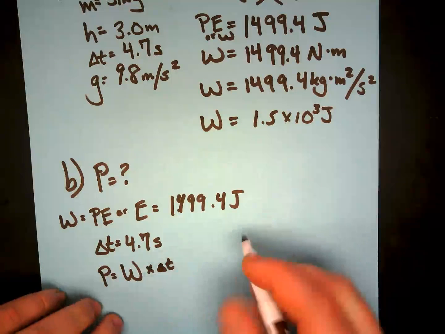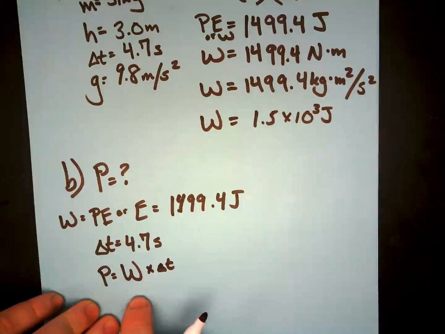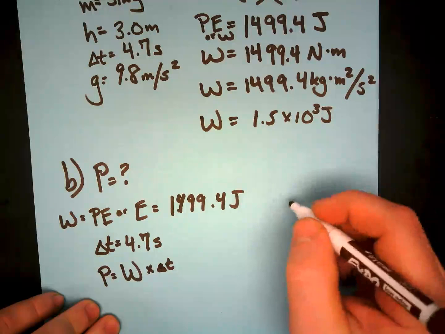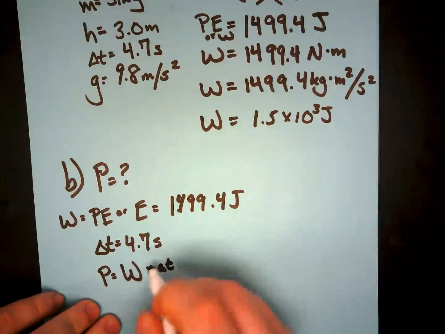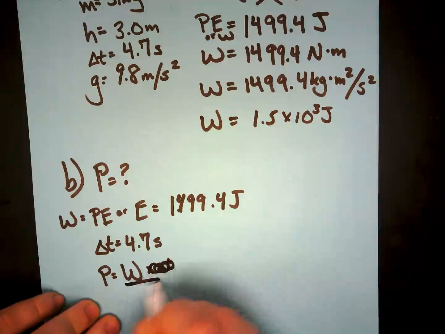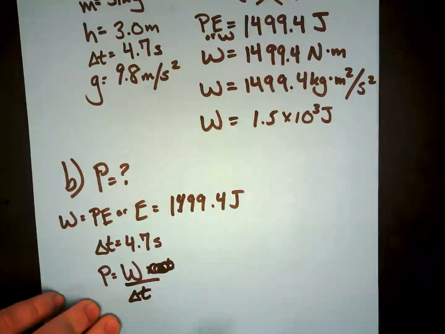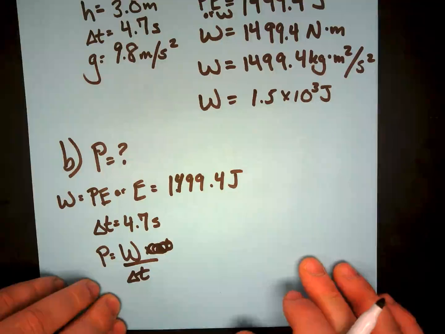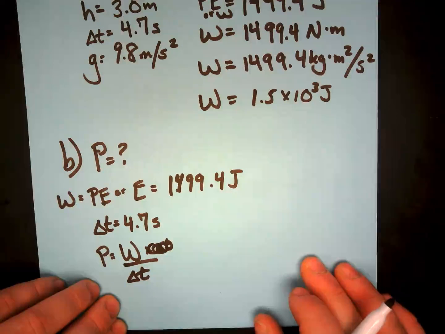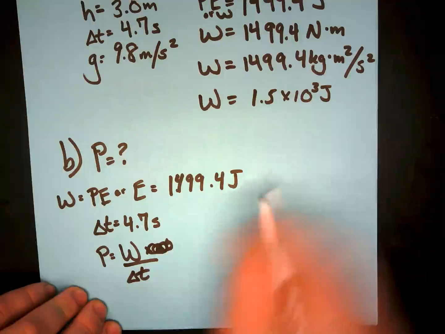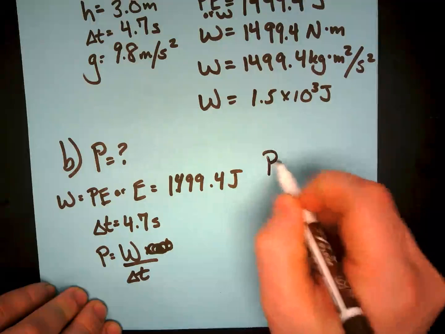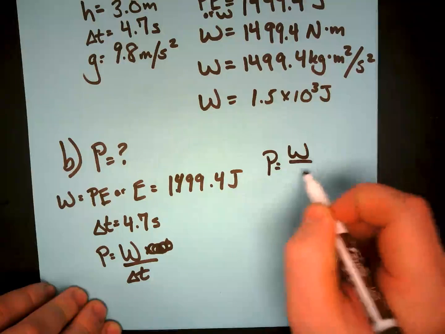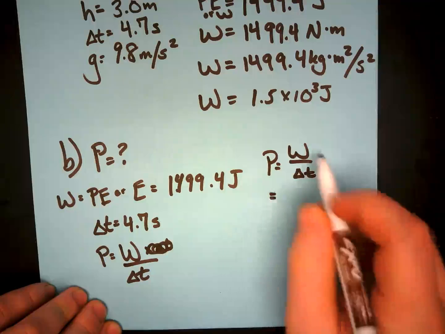So what was the power? Well, again, power is going to be work divided by time. Oh my goodness, not times time, divided by time. Yikes, my bad. If I confused you right there, I'm so sorry. It's divided by time because it's a rate. It's how much energy was used up over time. So power is equal to work over time.